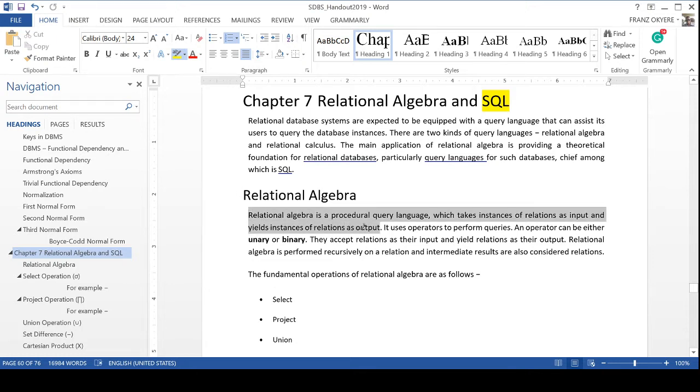All right, which takes instances of relations as input and yields instances of relations as output. Okay, so it uses operators to perform the queries. In other words, we are talking about algebra. What is algebra really about? Ax equal to y, that is algebra.